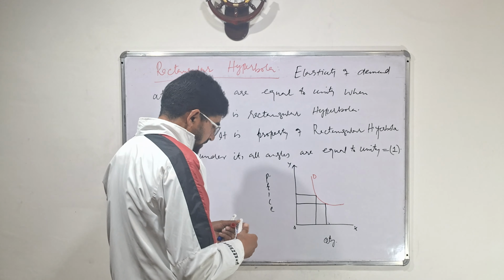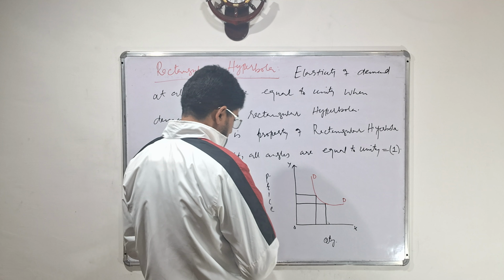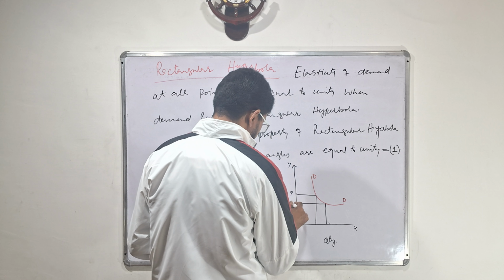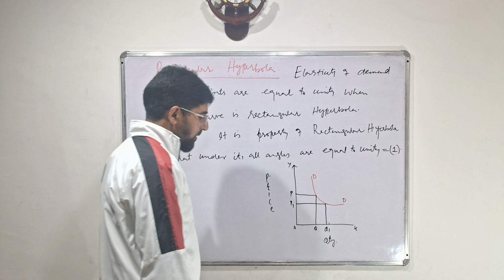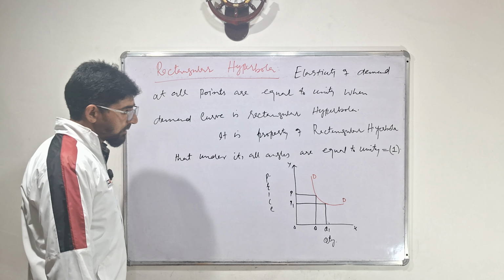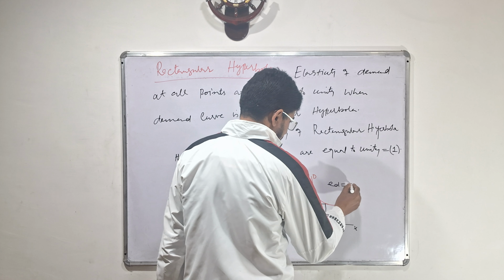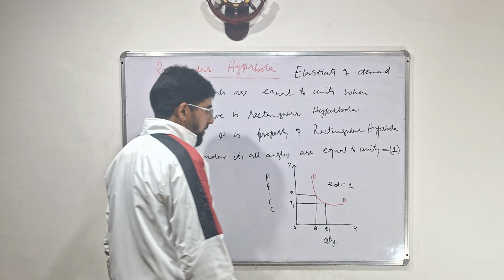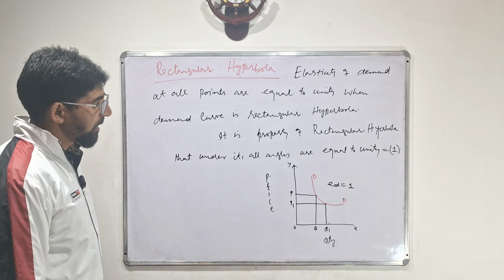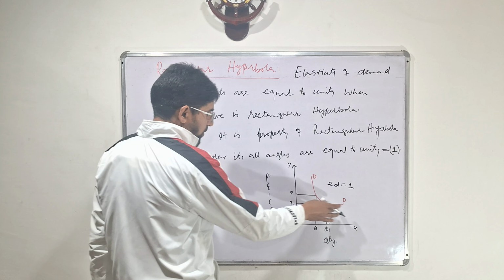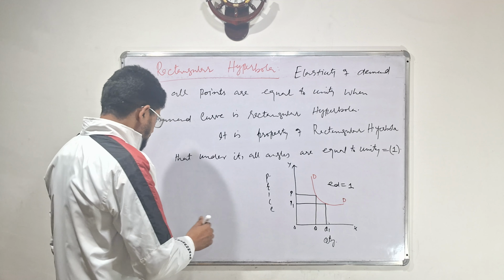What does this hyperbola demand curve show us? This is the DD curve. For example, this is P1 and Q1. This shows us that elasticity of demand is equal to 1. Why? As I wrote above, it is a mathematical property of the rectangular hyperbola that all points show elasticity of demand equal to 1.